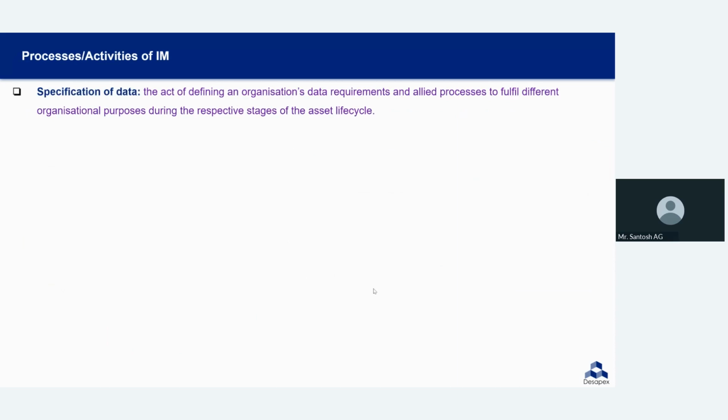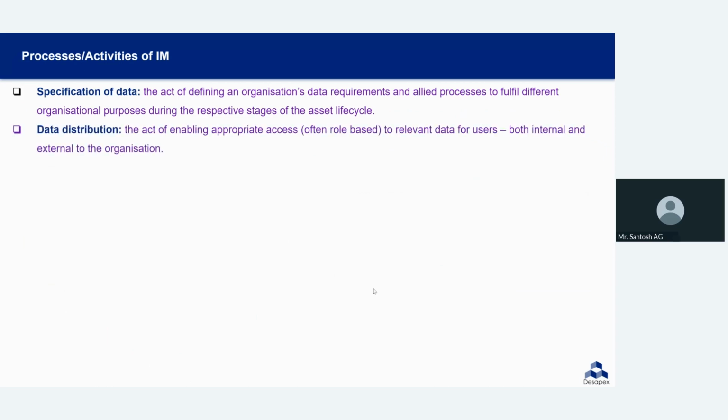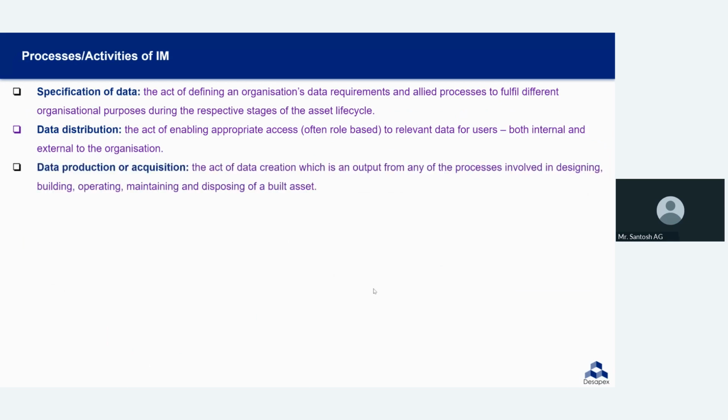Specification of the data is the act of defining an organization's data requirements and the allied processes to fulfill different organizational purposes during the respective stage of the asset. Data distribution is the act of enabling appropriate access to relevant data for the users. It might be both internal and external to the organization. Data production or acquisition is the act of data creation, which is an output from any of the processes involved in designing, building, operating, maintaining, and disposing of a built asset. Data storage and curation is the act of collecting the data, associating it with the existing data, and storing it to enable access.